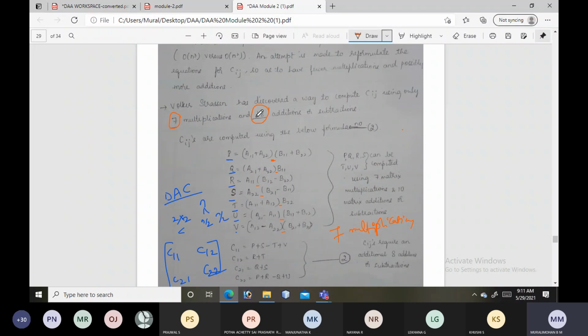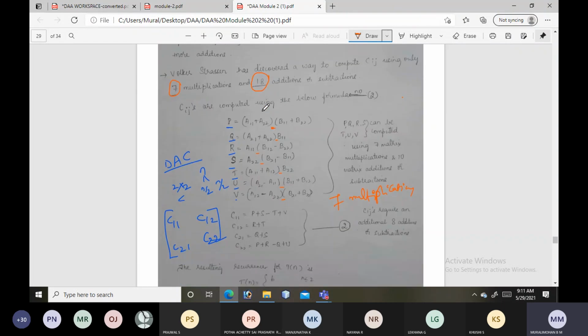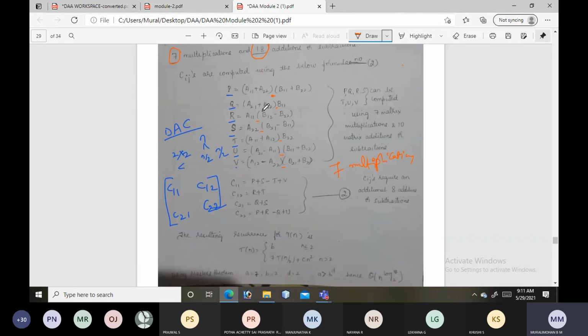Is it clear? This one you should keep in mind. By Strassen's method, we can multiply matrices with 7 multiplications and 18 subtractions or additions. How? By using these formulas. Is it clear? So hence we are having 7 multiplications.